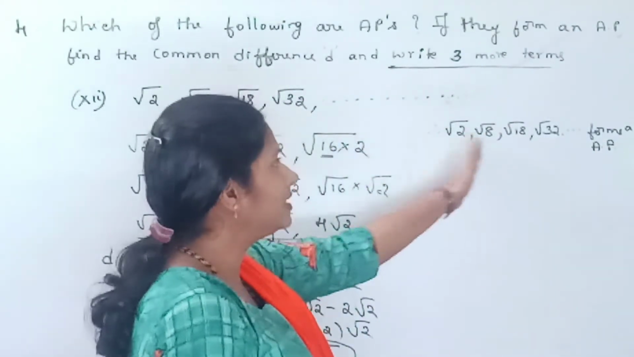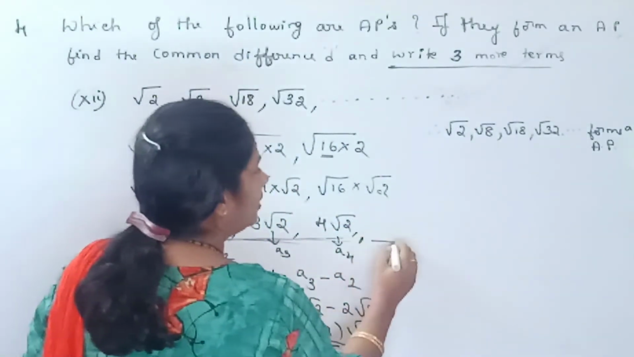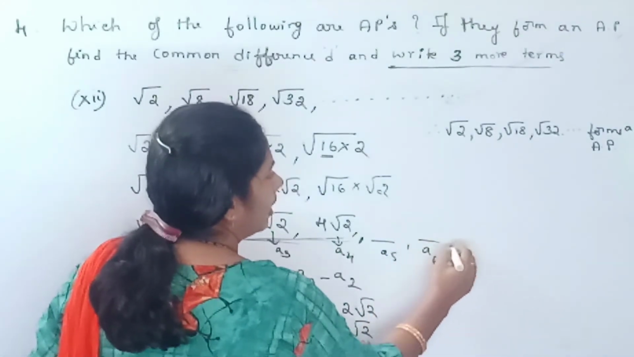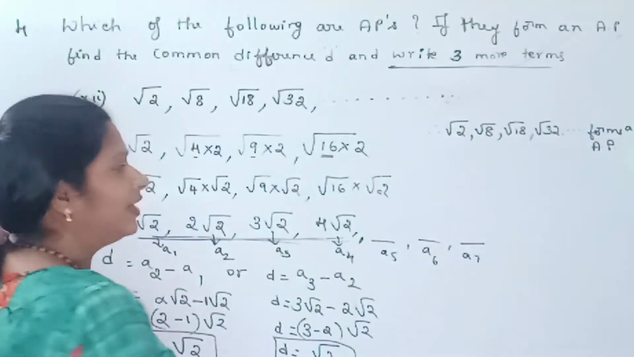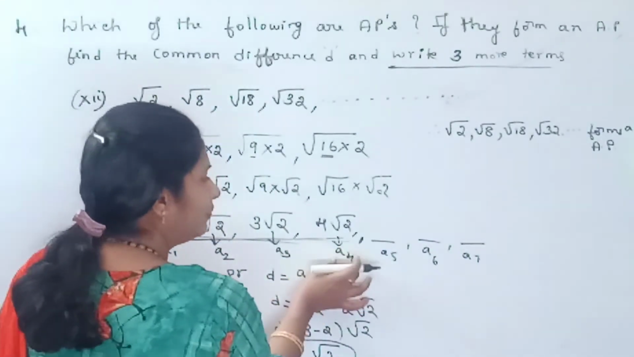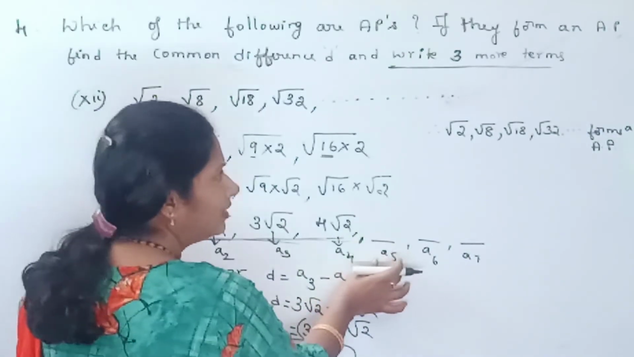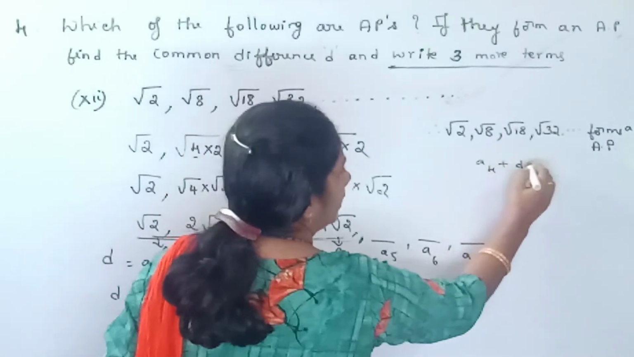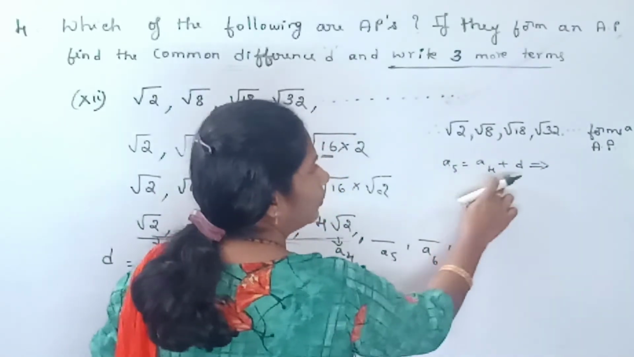Now if this list of numbers forms an AP, you have to find its next 3 more terms, isn't it? A5, A6 and A7 you have to find out, isn't it? How will you find out, children? Add the common difference to its 4th term. Got it now? You will be getting the 5th term, isn't it? So A4 plus D, you will be getting the 5th term. A5 equal to A4 plus D.